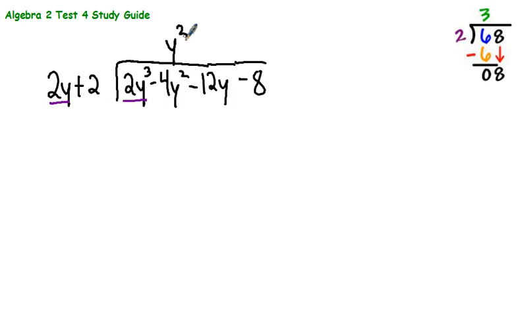And remember, you've got to multiply. So y squared times 2y would be 2y cubed. And then y squared times 2 would be 2y squared. So I'll say plus 2y squared. Now you have to make sure that you switch the signs every time. So switch the sign there, switch the sign there. These will end up canceling each other out. No surprise, that's what we wanted to happen.